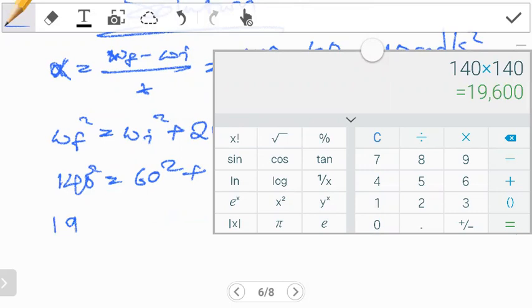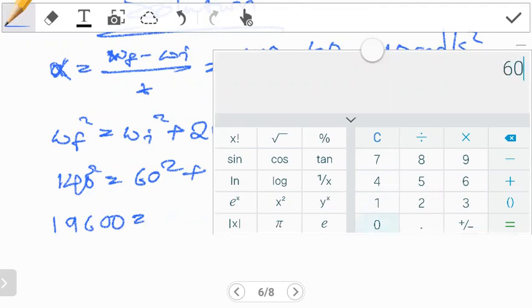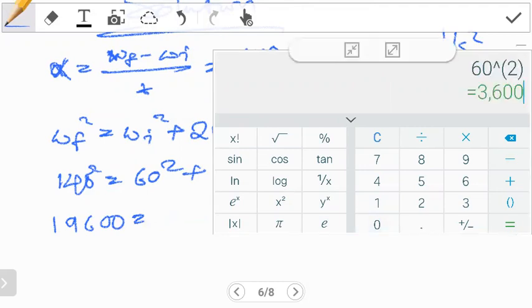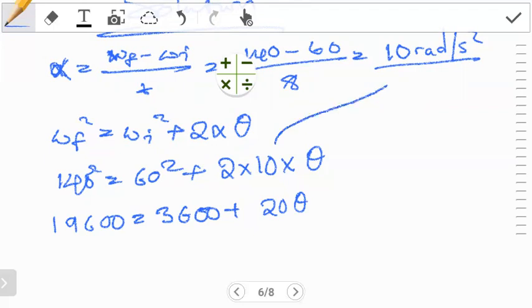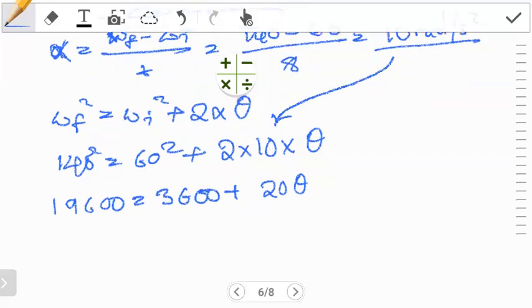And then 60 squared, we get 3600 plus 20 alpha. Okay, so again, don't forget, I got the 10 from this calculation. So we got the angular acceleration first. So this is the one I've substituted here as my acceleration. So I want to get the angle here. So this moves to the other side.